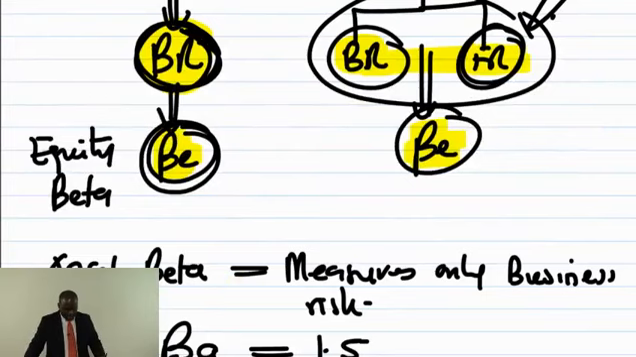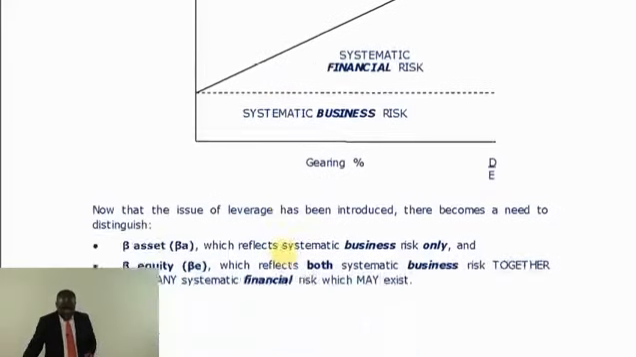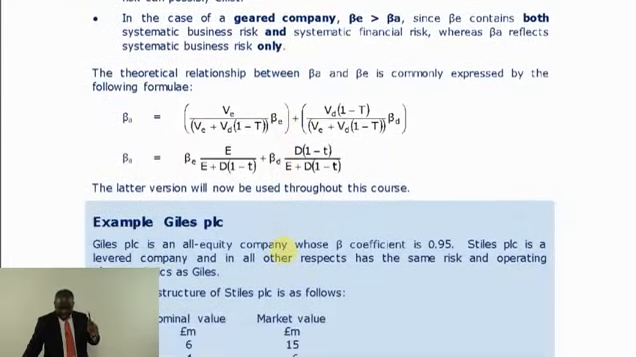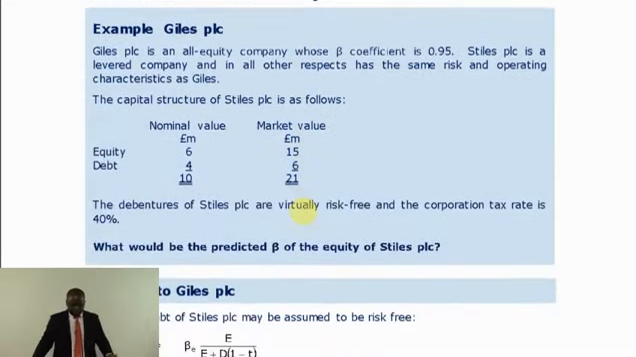So let's go to our note and I'll pick this one to illustrate. Okay, so remember, asset beta measures business risk. Equity beta might measure business risk or might measure financial and business risk, depending on the company in front of you. Let's take this example to illustrate.